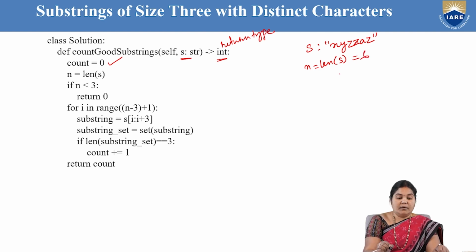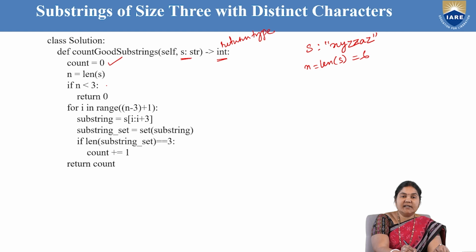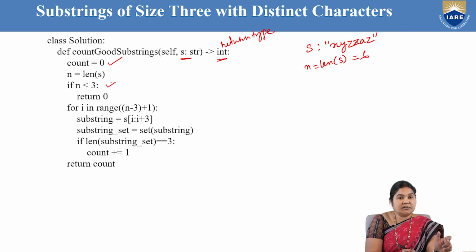Now, if the length of this string is less than 3, is it possible to make a good substring of length 3? No. So, we will simply return 0. If the string length is less than 3, then no such good substrings of length 3 are possible. Now, if it is more than 3, like in this example where the string of length 6 is given, then how to solve it?